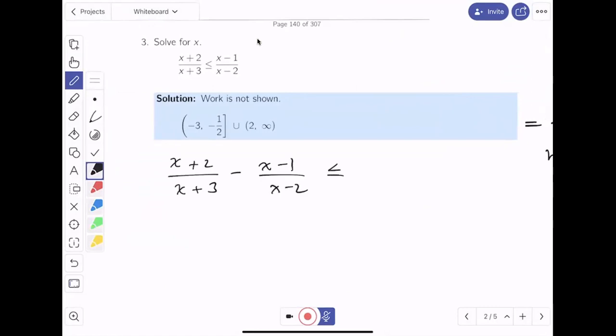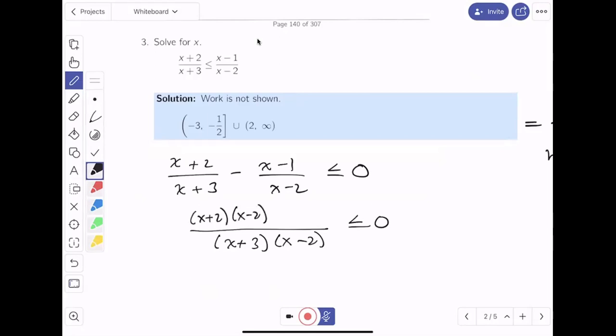All right, that's my first step. My next step, one term completely factored. This may take work. LCD is x plus 3, x minus 2. What do you get here? x plus 2, x minus 2, minus x minus 1 times x plus 3.